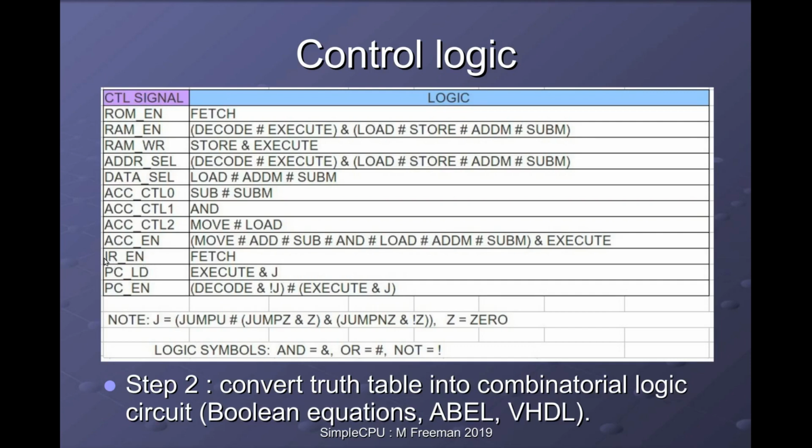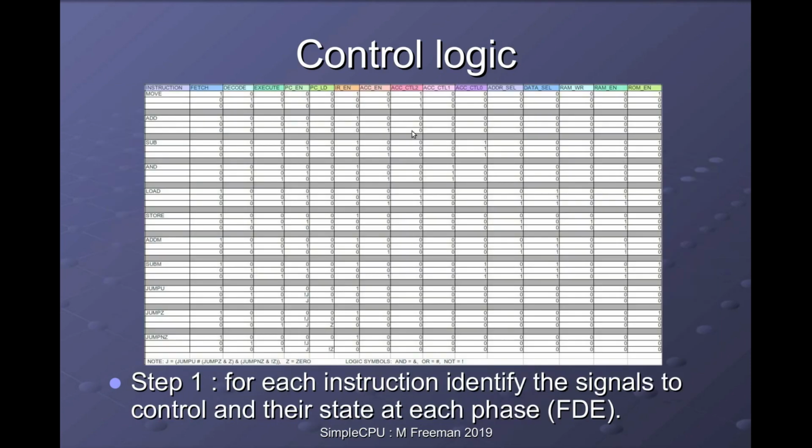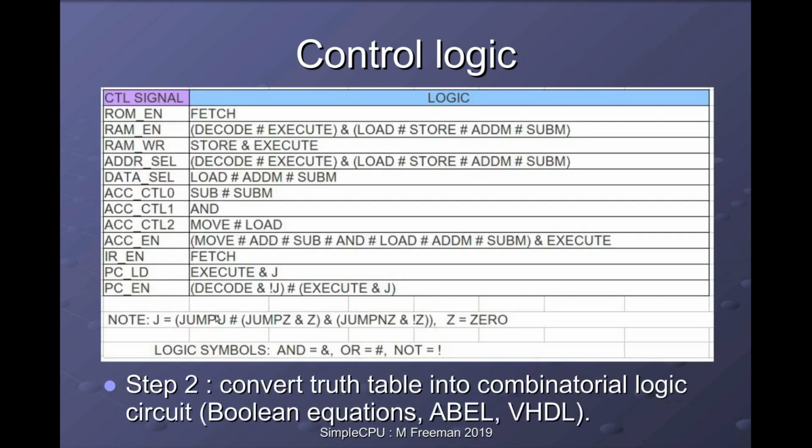A nice easy one to start with is the instruction register enable. Obviously that is only true when you have a fetch, and you can see here instruction enable is only a 1 when the fetch input is a 1. It's a 0 in all other situations. So this is common to all machine level instructions. However, to understand some of these other control signals, you need to know the underlying hardware architecture.